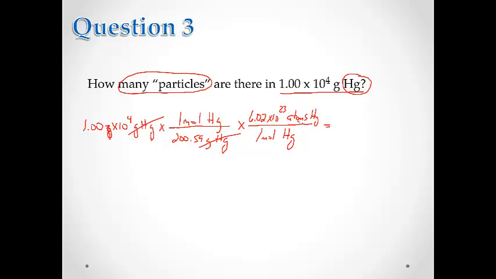Okay, calculator does the rest of the work for me. Multiply all the tops, divide by that bottom, and with 3 significant figures, it's going to be 3.00 times 10 to the 25th atoms of mercury. And there we go. On to question 4.